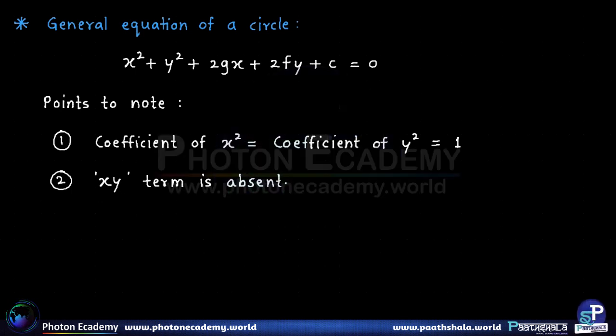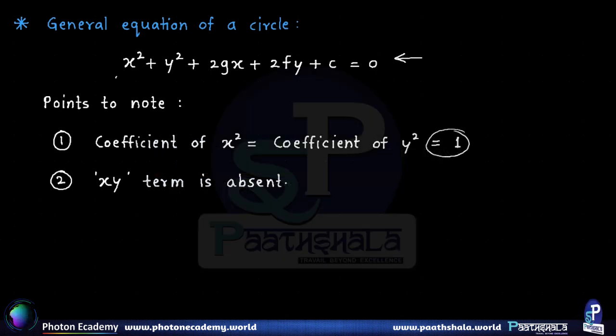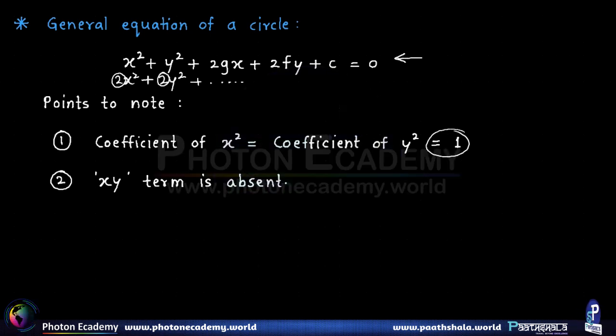Okay. Now when we say that the coefficient of x square and y square both should be equal to 1, that is only in case of a general equation. That means when we write the equation of the circle in the general form, right? If at all they are not 1, suppose they are something like 2x square plus 2y square, in that case we divide throughout by 2 and then we get the general form. But in every equation the coefficients of x square and y square themselves will always be the same. So that's an important takeaway from this.